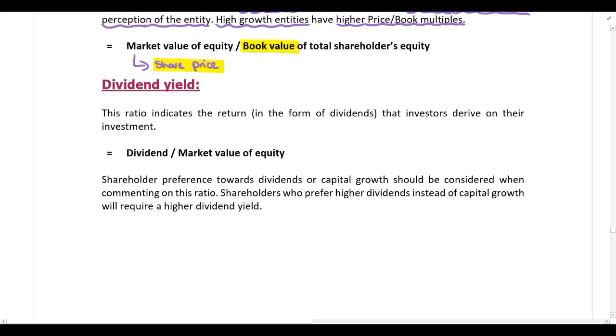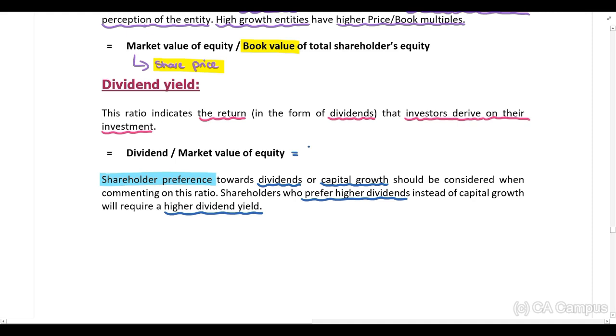Then the next ratio calculation is the dividend yield, and this ratio indicates the return in the form of dividends that investors derive on their investment. And you perform this calculation by taking the dividend and dividing by the market value of equity. Now, guys, when it comes to the discussion of this ratio, shareholder preference should always be considered. So do shareholders prefer dividends, or do they prefer their return in the form of capital growth in the share price? Because shareholders who prefer higher dividends are obviously going to want a higher dividend yield. So this gives you an answer as a percentage.